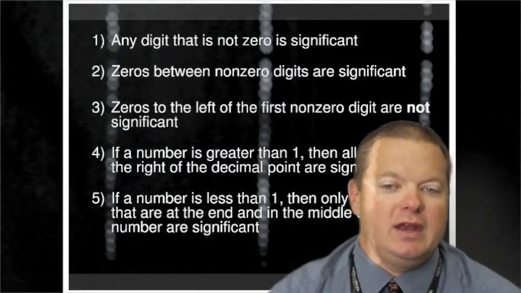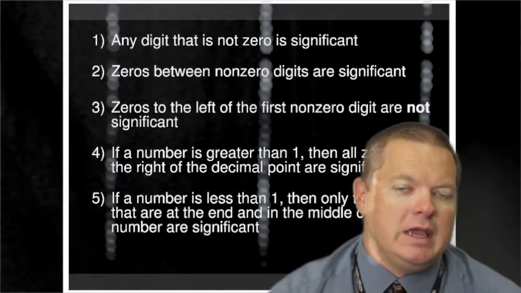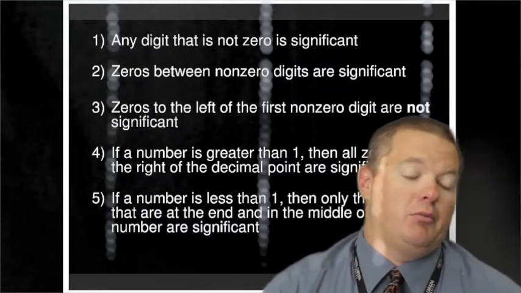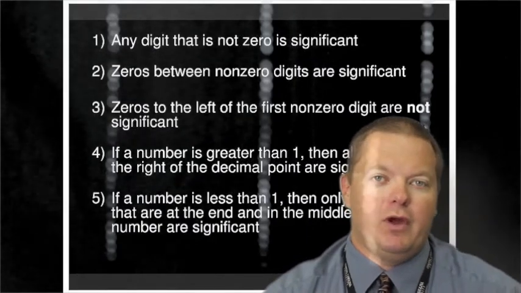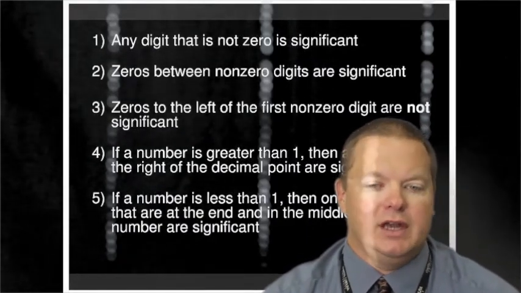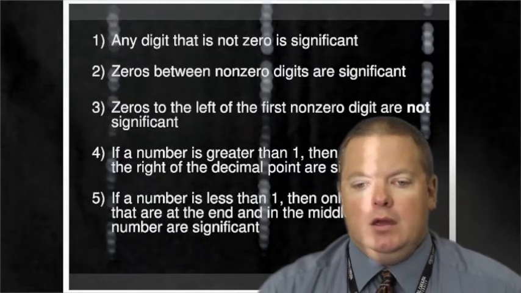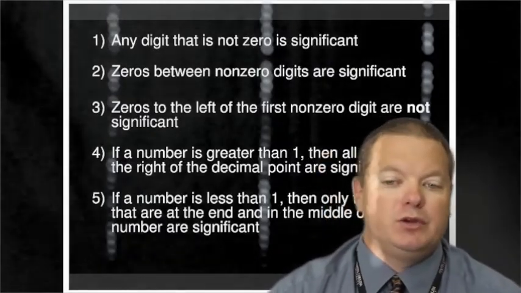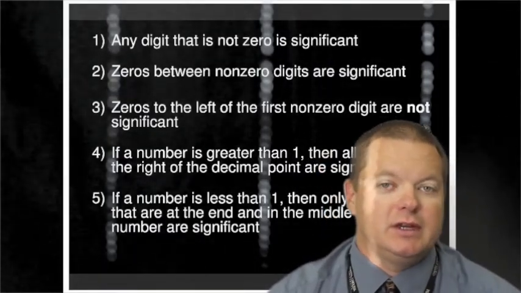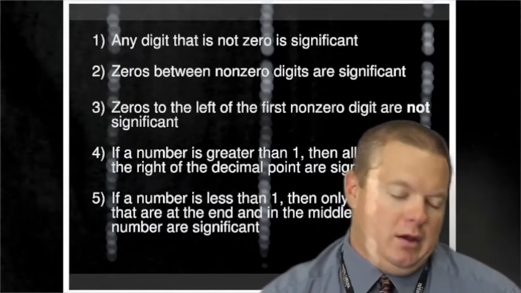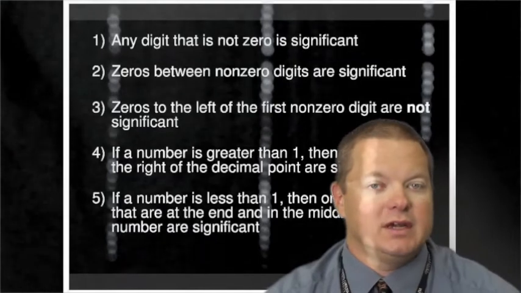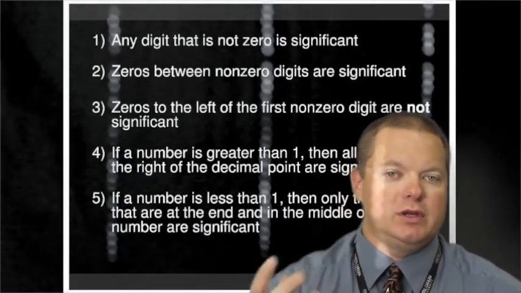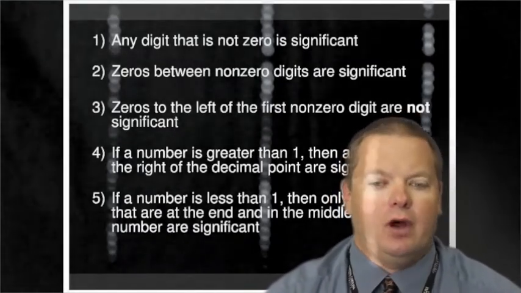The first rule is if any digit is a non-zero, it is significant. So like a number 11, for example, that's 2 significant digits. Both of those being non-zero are significant. Number 2, zeros between non-zero digits are significant. So in a number like 101, there are 3 significant digits. The 0 between those 2 non-zero numbers is also significant.